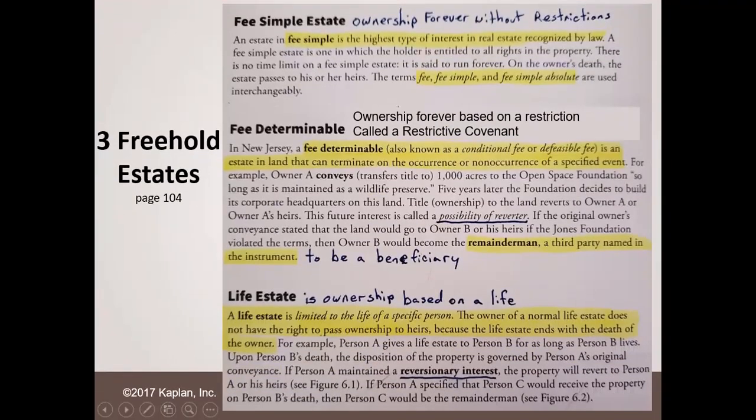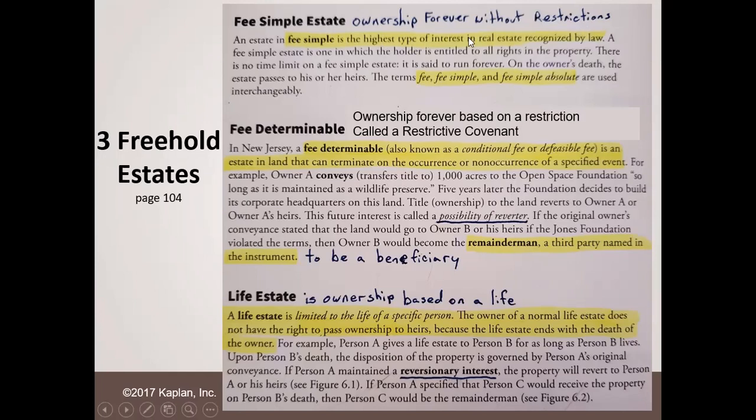Start writing. These are the 3 types of freehold estates. The first one is known simply as fee simple, or fee simple absolute. It goes by those 3 terms. You could call it a fee estate, or simply fee simple, or fee simple absolute. And this is ownership forever without restrictions.